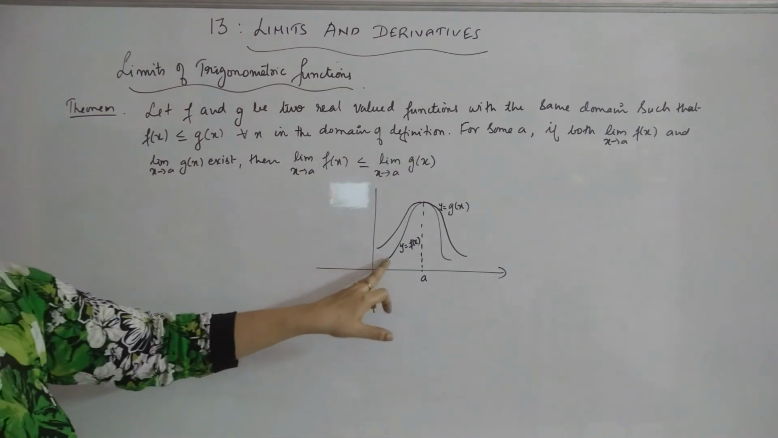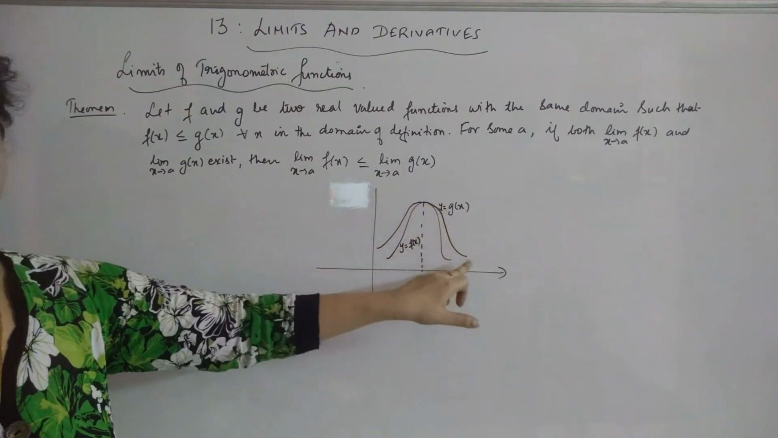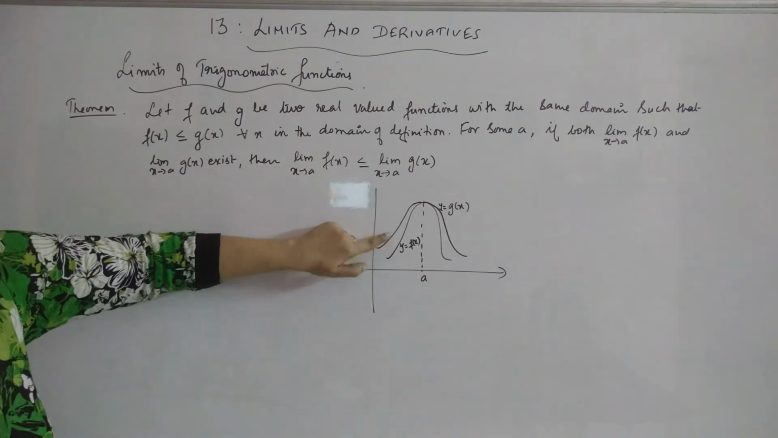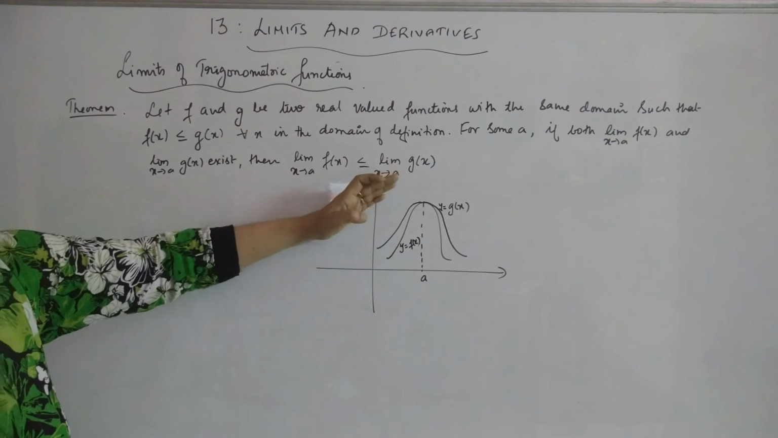That means you have here f of x and this one is g of x. Now in any part you can see that here always the f of x function is going in the downward position as compared to g of x.